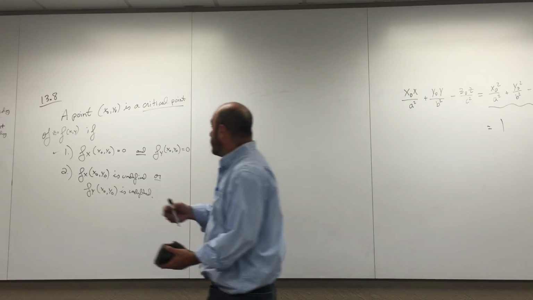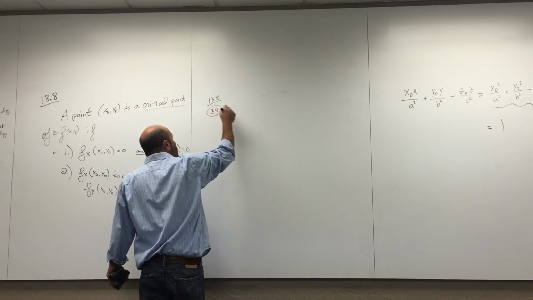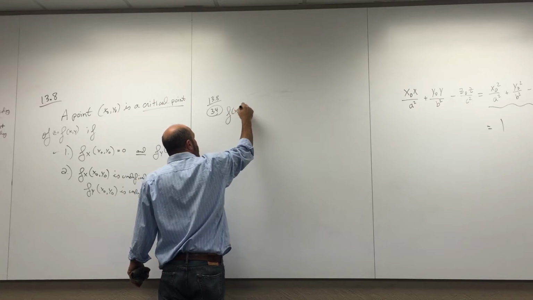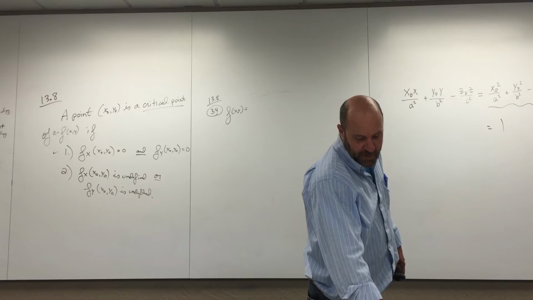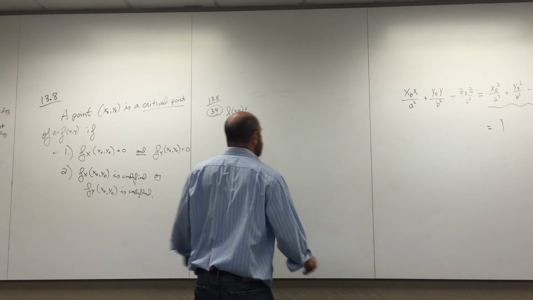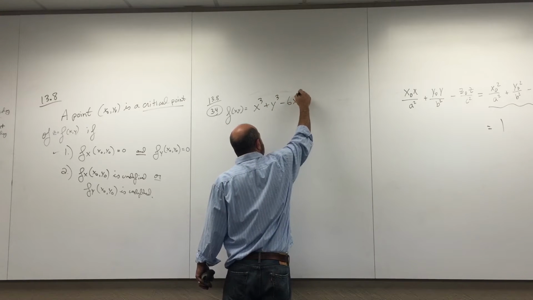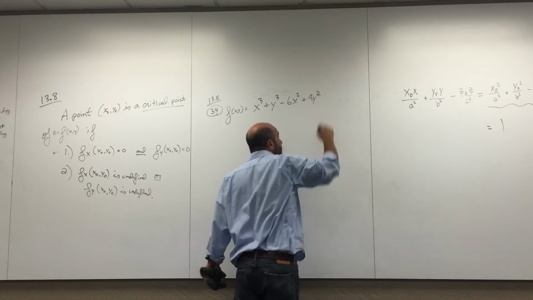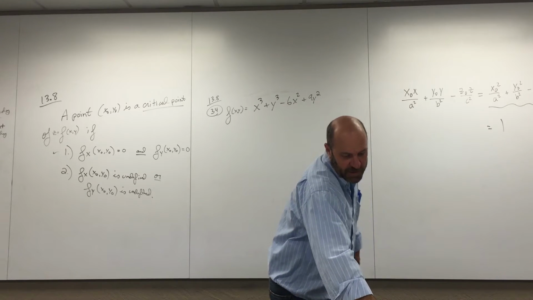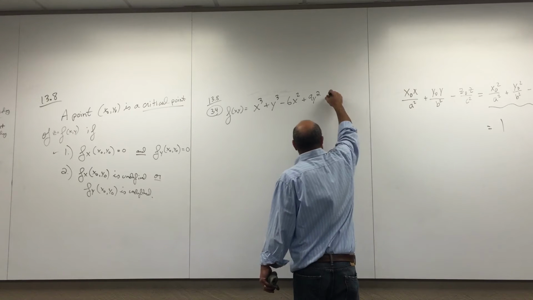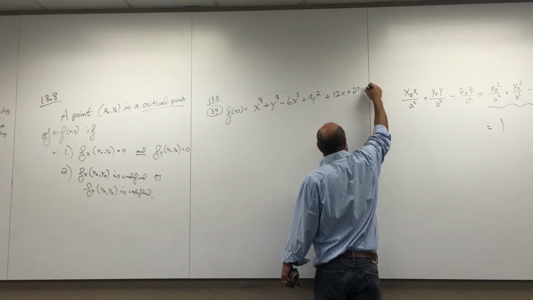Okay, so I'm in 13.8. I'm grabbing this out of the book. This is number 34. It is a function of a couple variables. It is x cubed plus y cubed minus 6x squared plus 9y squared plus 12x plus 27y plus 19. This might not be as interesting as I thought.